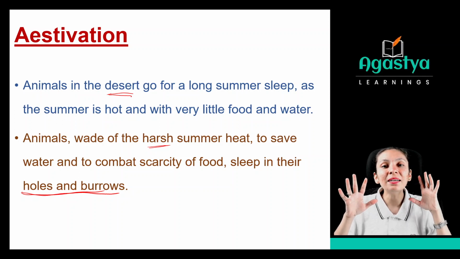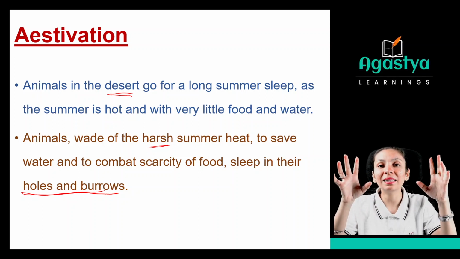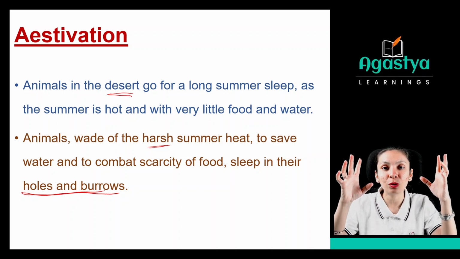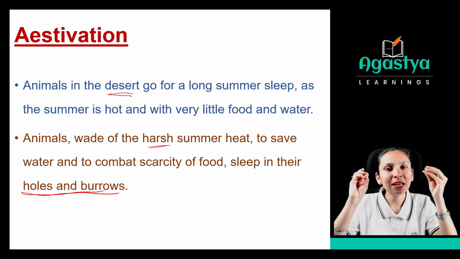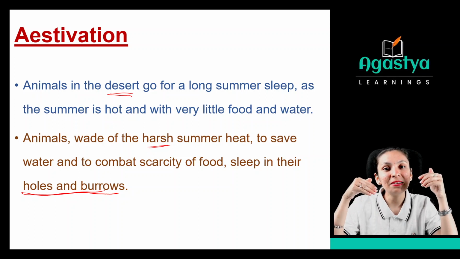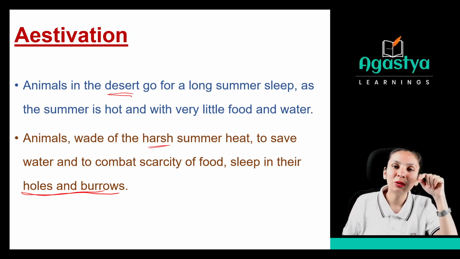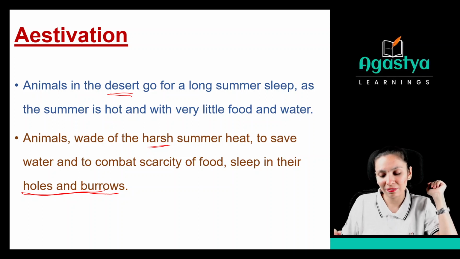So that summer sleep is known as estivation. Why? Because they want to prevent themselves from the scarcity of food and water. During summer, in the desert region, the least amount of water will be there, right? So to protect themselves, they will do things like this. What kind of thing? That is a summer sleep, and that is called estivation.